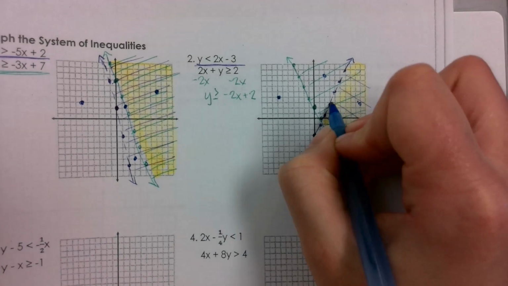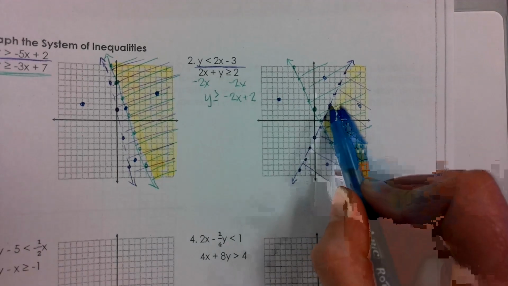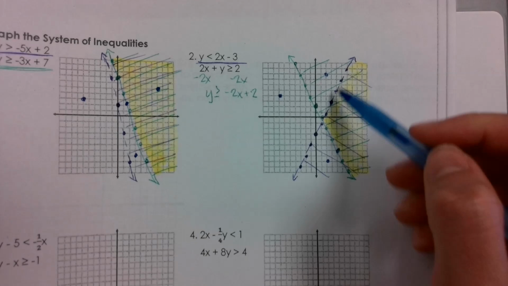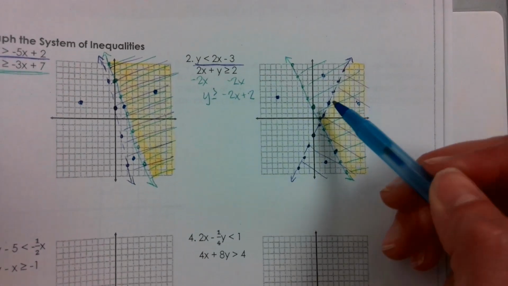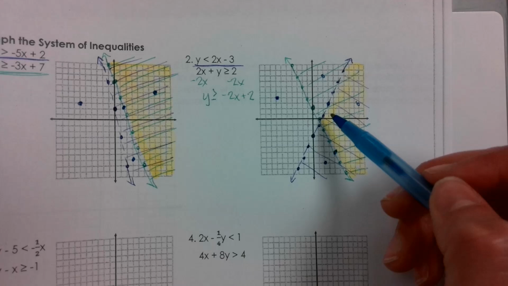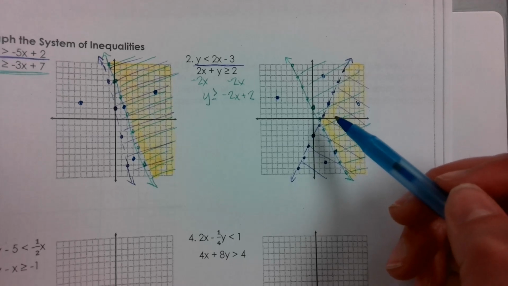What about here? Why is that point not part of our solution set? That falls on a dotted line. So even though it's in that colored area, because it's on the dotted line, we can't count it in our solution. Does that make any sense? So dotted line, can't count. Solid line, can. Is that okay? Questions?